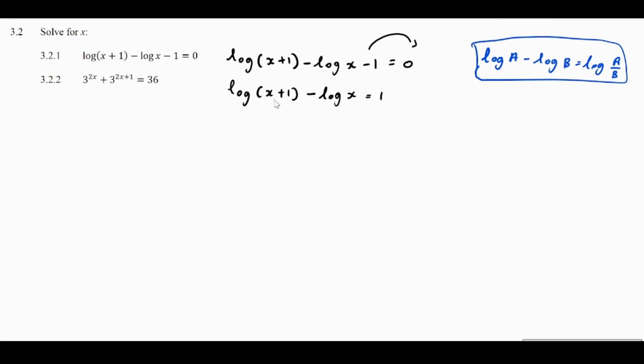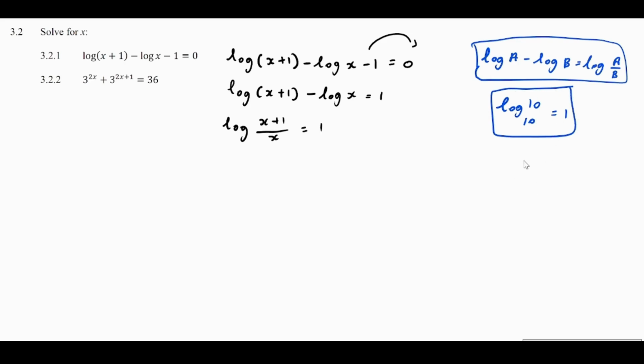Okay, so it means that this can be written as the log of (x plus 1) divided by x, and all of this is equal to 1. Now remember that there are two ways we can simplify this. The first one is that we know the log of 10 base 10 is equal to 1. That's one of the rules that we can apply.